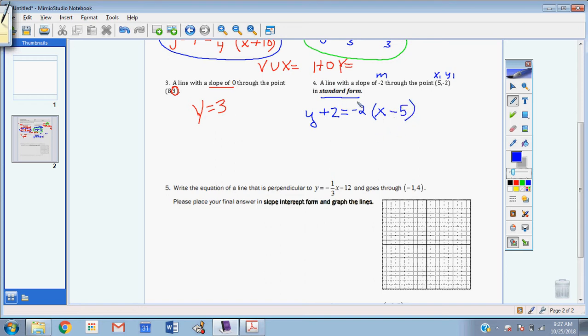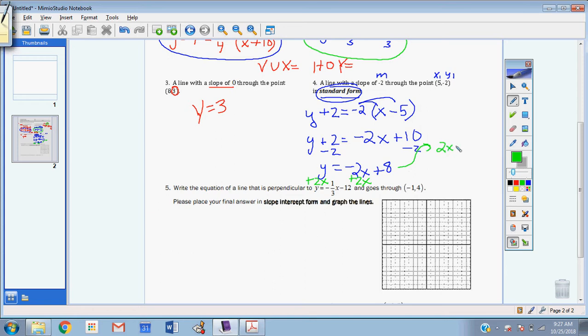All right, well, standard form here means I have to distribute, so I have y plus 2 equals negative 2x plus 10. Subtract 2 from both sides, and this is a perfect slope-intercept form. But the problem asks for standard form. So one more step, we need to add the 2x to both sides. And I will write that up here as a final answer.